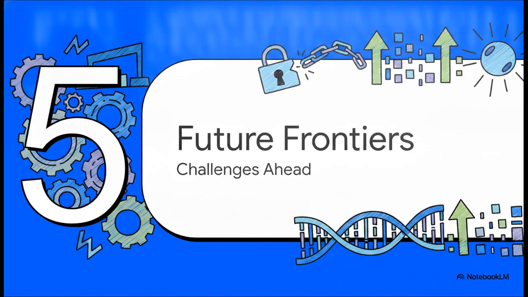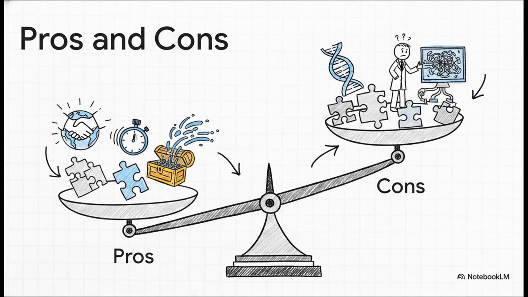And finally, let's wrap up with Section 5, Challenges and Future Frontiers. Now, as incredible as this all sounds, managing global big data is definitely a double-edged sword. On the plus side, these databases provide easy access to massive datasets, saving just immense amounts of time and experimental cost. They support global collaboration and seriously enhance research accuracy.